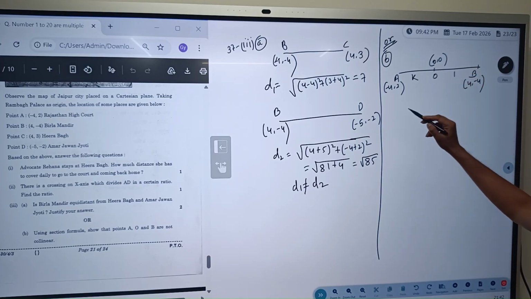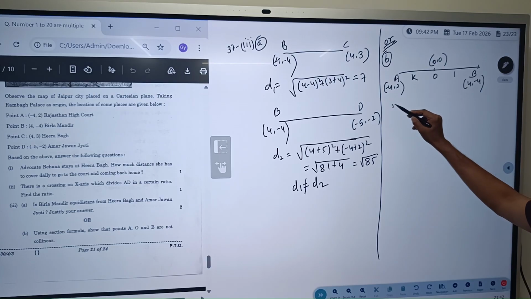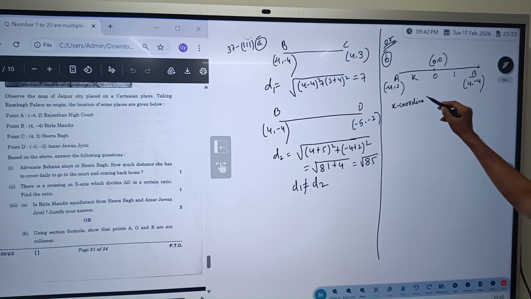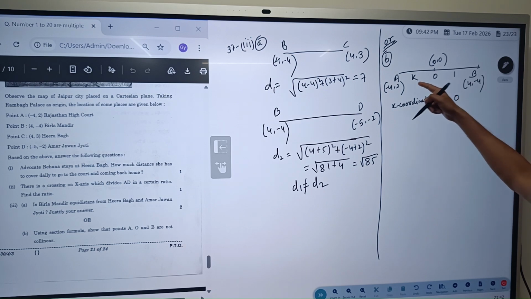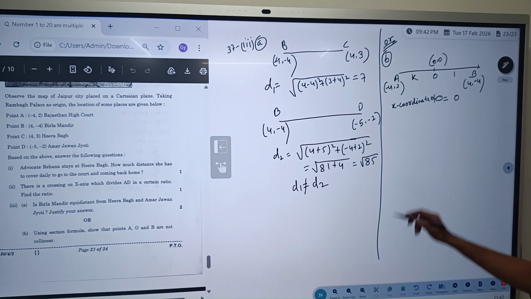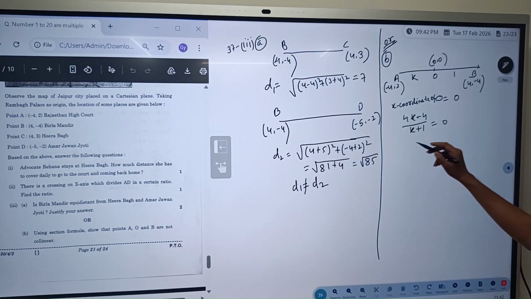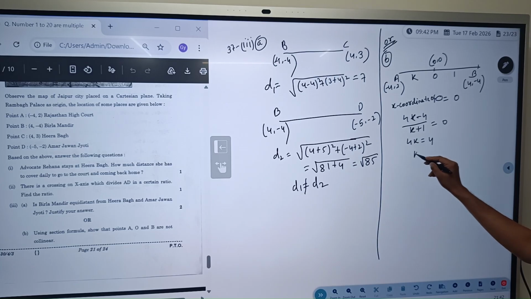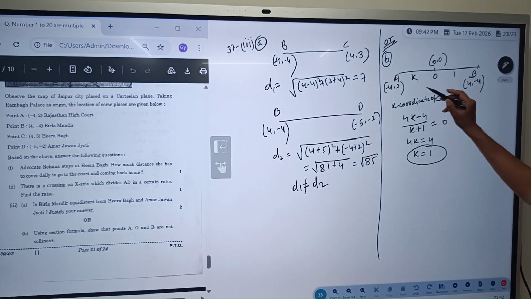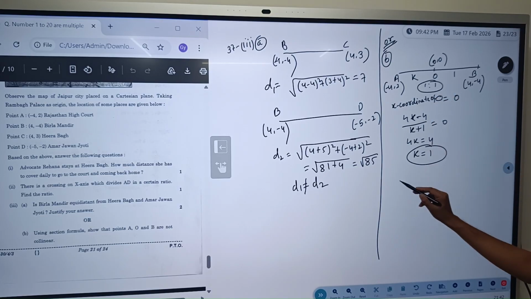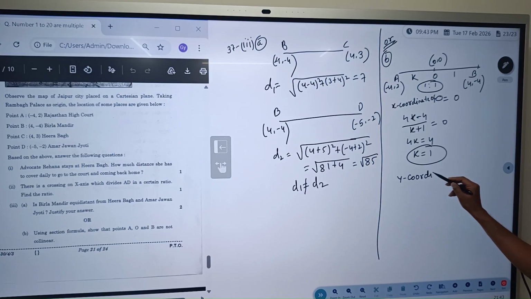Okay. So we will get the x coordinate of O equal to, we know that the x coordinate of O is 0. With the help of the section formula, the x coordinate of O is 4k minus 4 upon k plus 1 equal to 0. So by solving this, you will get 4k is equal to 4 or k equal to 1. And now with the help of the x coordinate, we get the ratio, that is 1 is to 1. Okay. So similarly, the same thing we apply for the y coordinate of O.